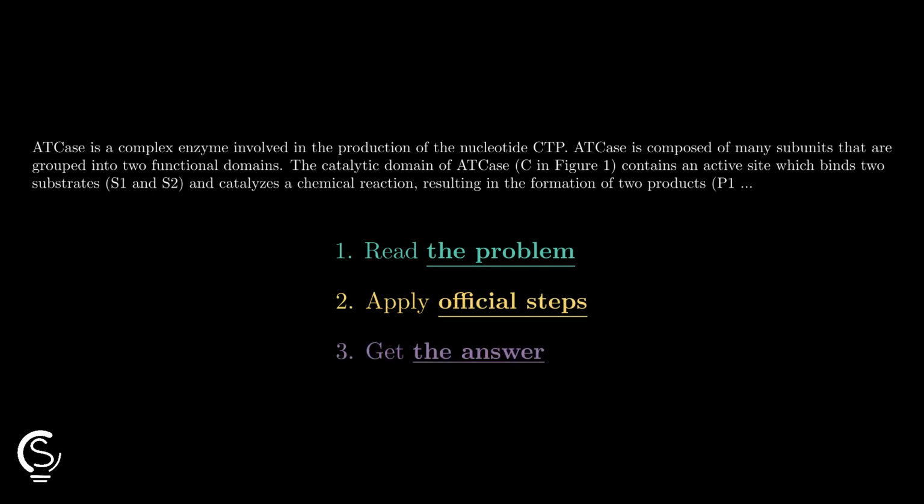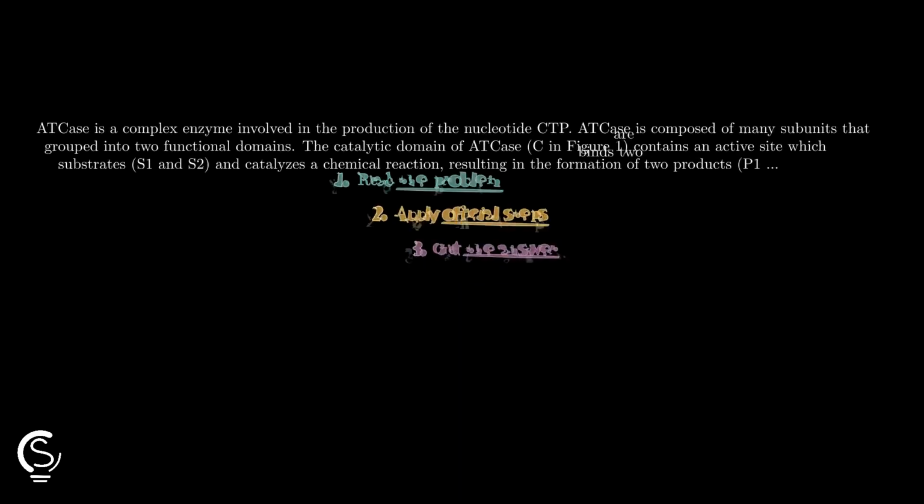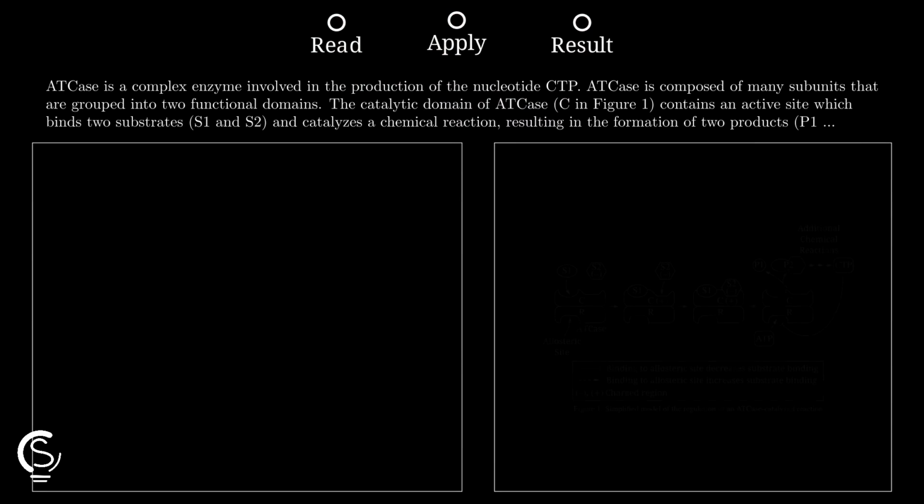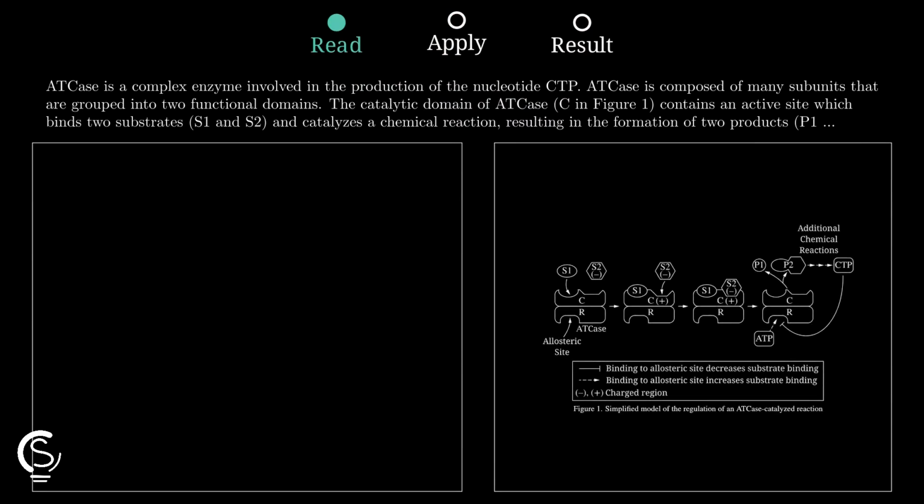I got your back. Part A: binding of a non-competitive inhibitor to an allosteric site induces a conformational change in the enzyme, altering the active site shape and preventing effective substrate binding or catalysis. Part B: based on Figure 1, S1 binding induces a positive charge in the catalytic domain's active site.